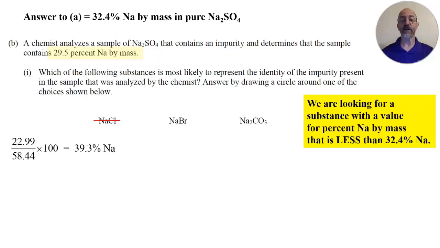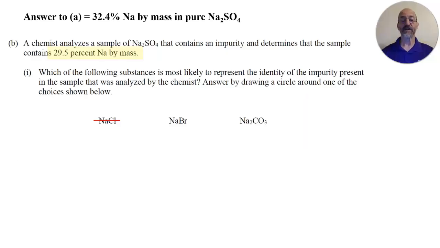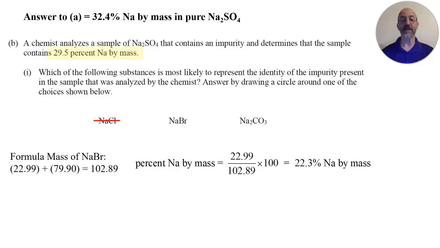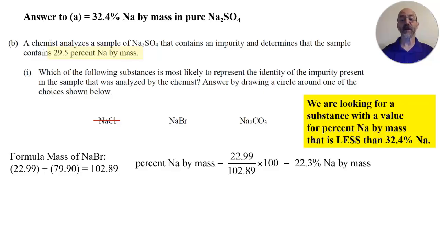Now let's take a look at sodium bromide. Again, sodium 22.99. Bromine on the periodic table is 79.90. Formula mass 102.89. Mass of sodium 22.99 divided by the formula mass 102.89 and times 100. Now we get a value of 22.3% sodium by mass for sodium bromide. Again, we are looking for a substance with a value for percent sodium by mass that is less than 32.4% sodium. So it looks like sodium bromide is the correct answer to part BI.